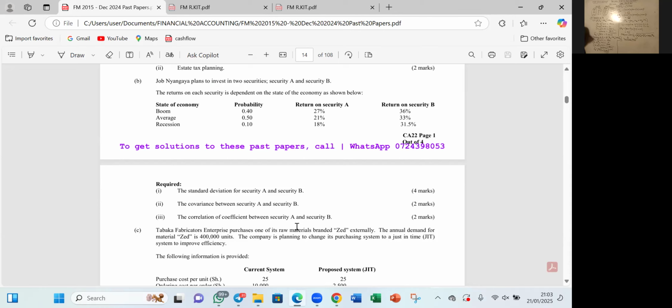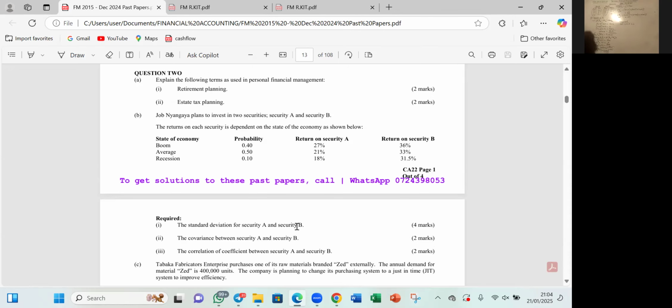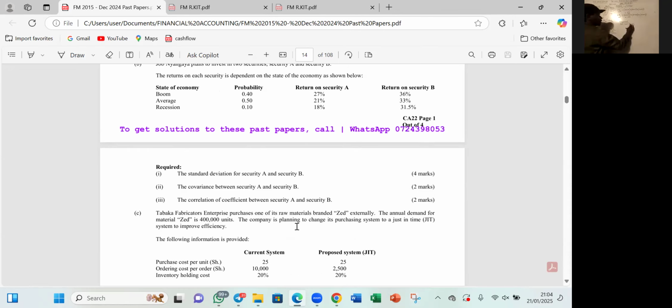So, assignment: December 2023, question number 2B. Make sure you do this question as your assignment. Number 1, December 2023, the question is question number 2B. As you can see there, it is supposed to be number 2B.